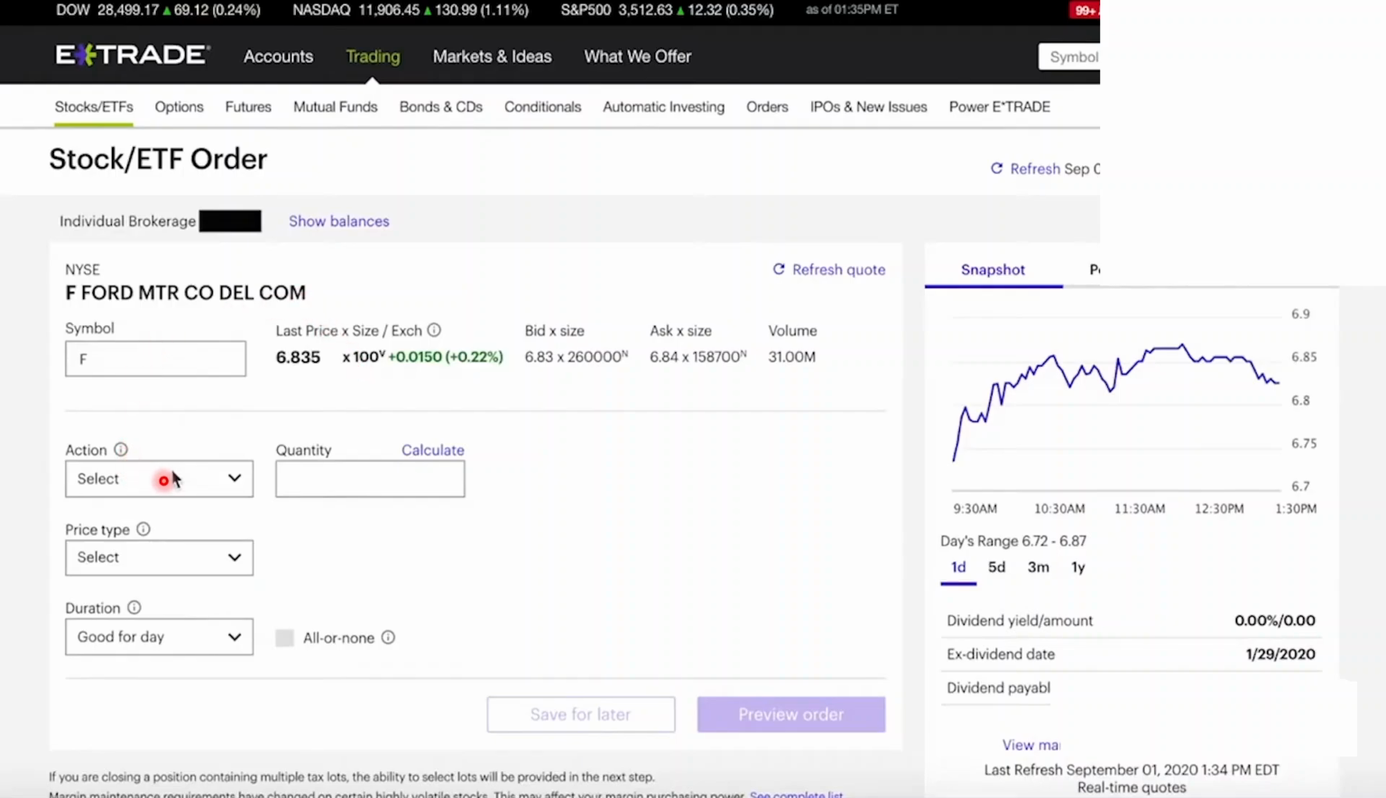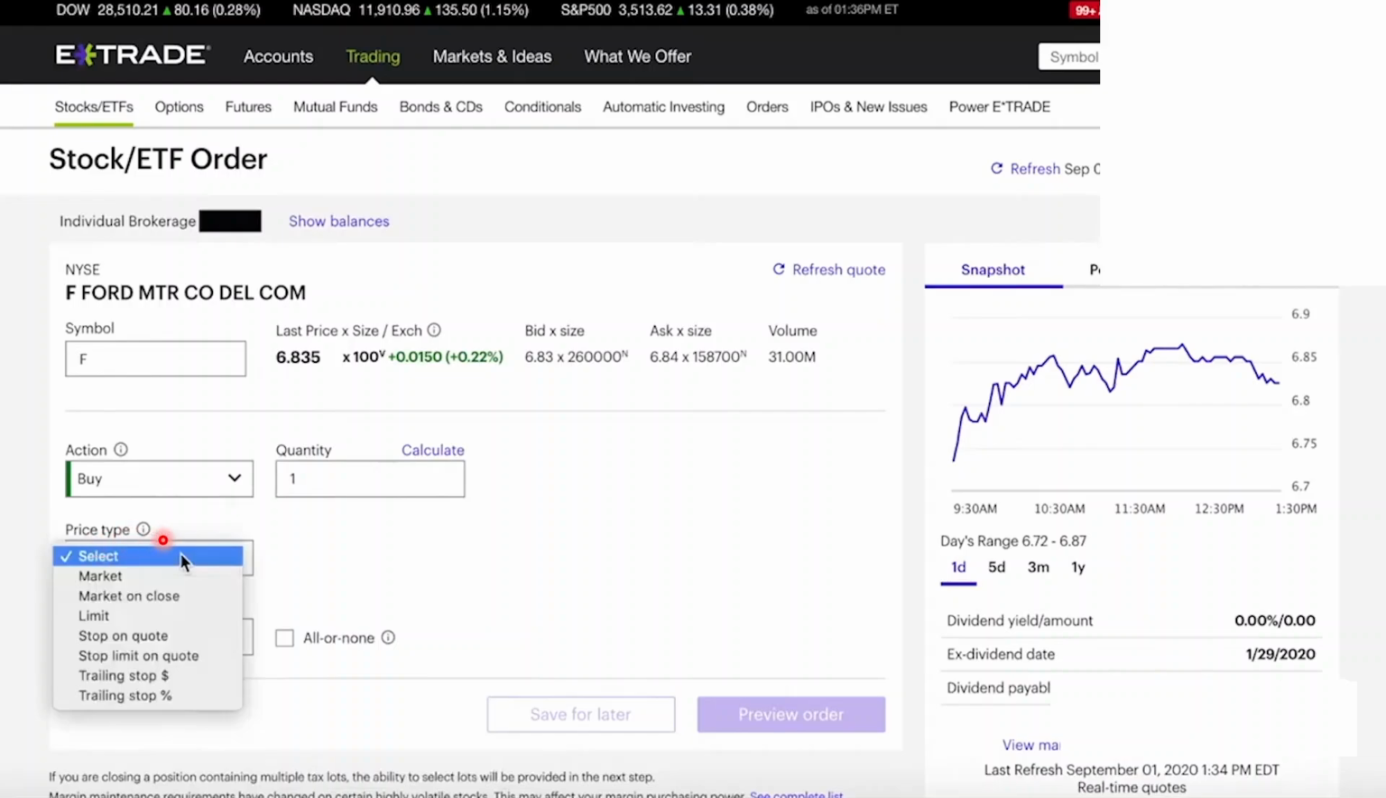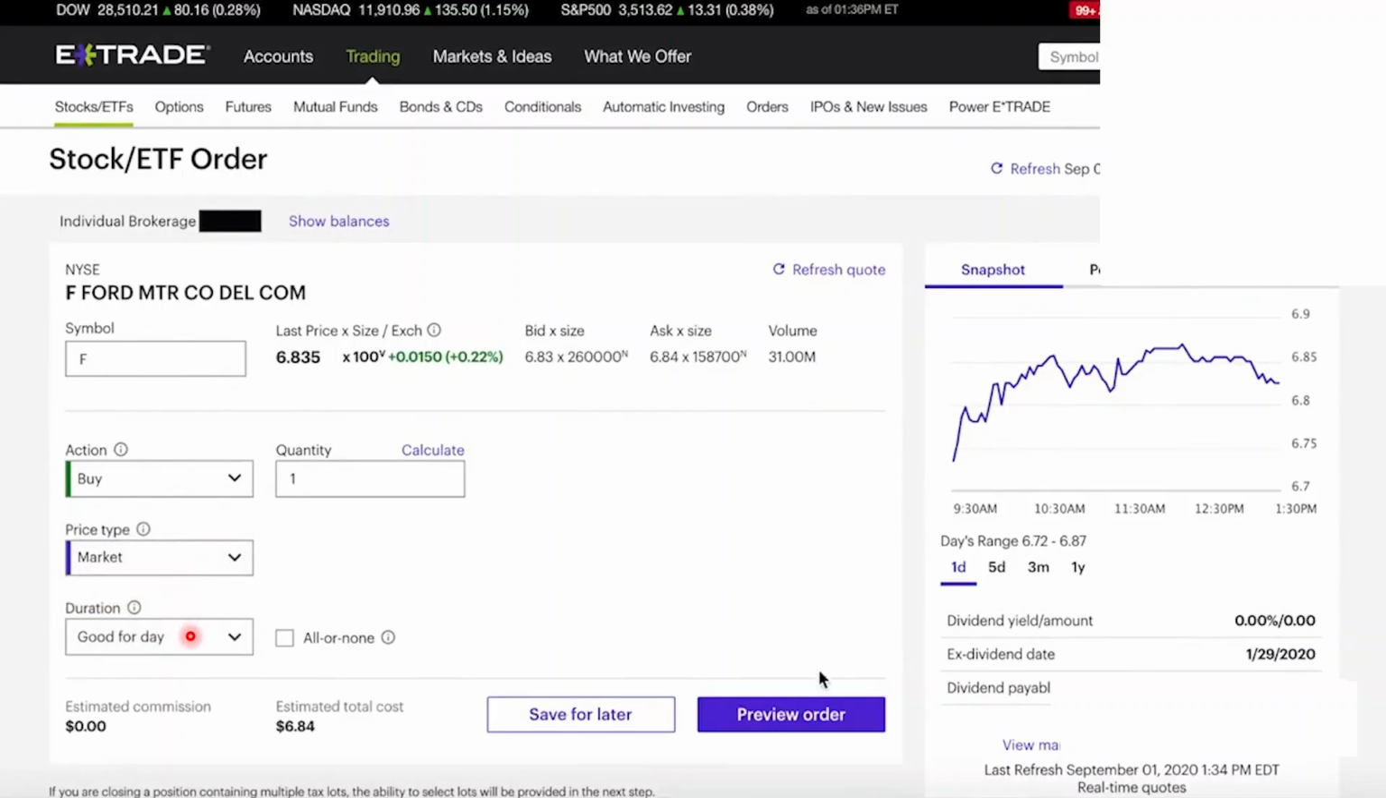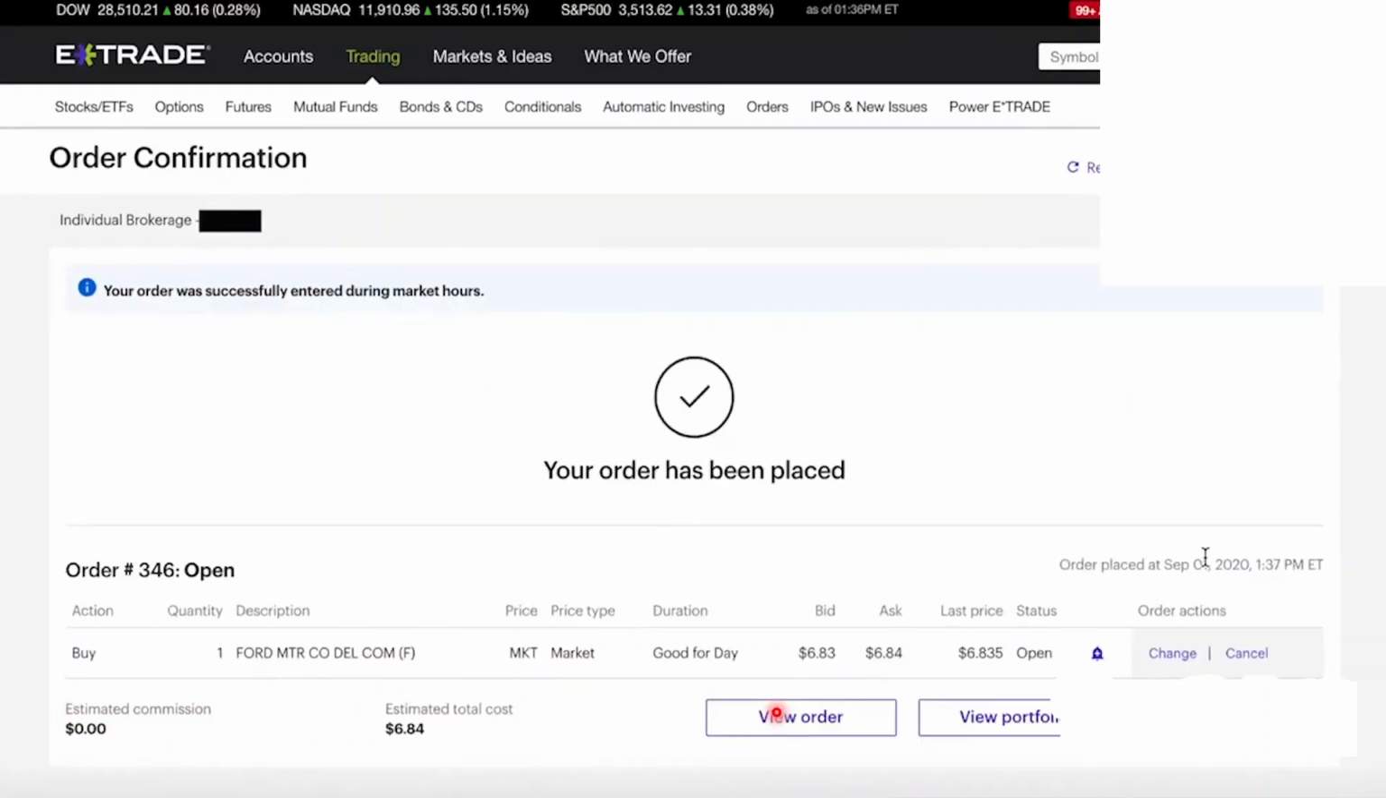So we have the symbol. You choose the action. Let's say you want to buy or sell. Let's choose buy. The price type: is it market? Is it limit? Whatever it is, let's do market. You can do it for the whole day. You can do all or none. See the estimated cost, and you can place your order.